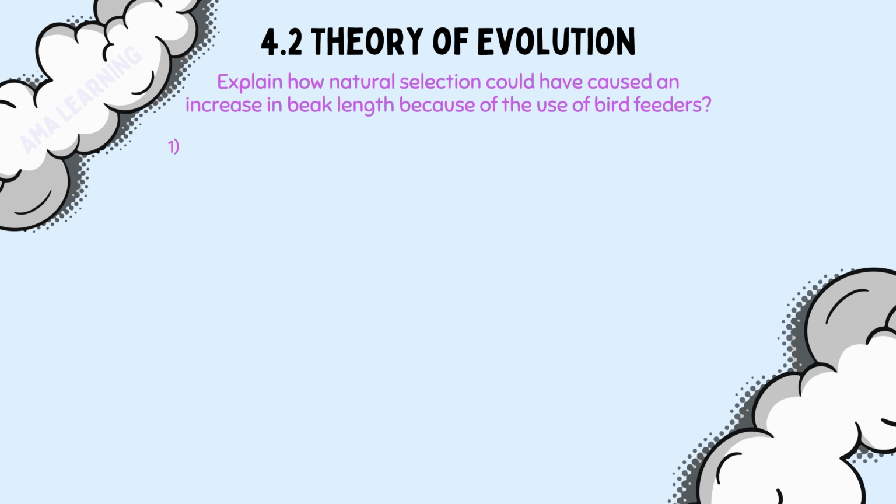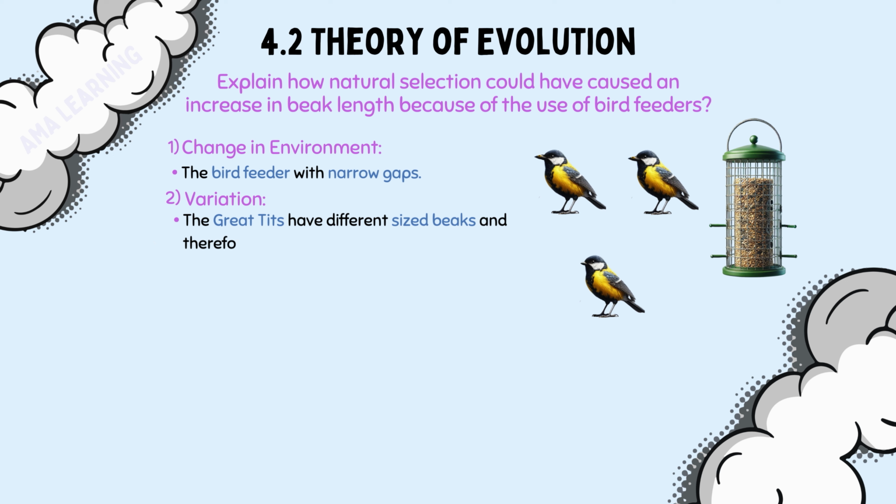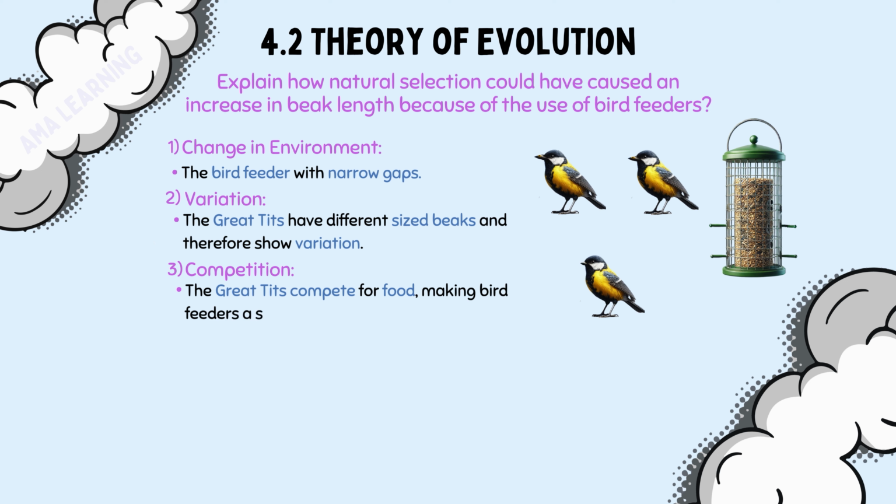Number 1. Change in the environment, which in this case is the bird feeder with narrow gaps. Number 2. Variation. The great tits have different sized beaks and therefore show variation. Number 3. Competition. The great tits are competing for food, and therefore the bird feeders provide a selection pressure.